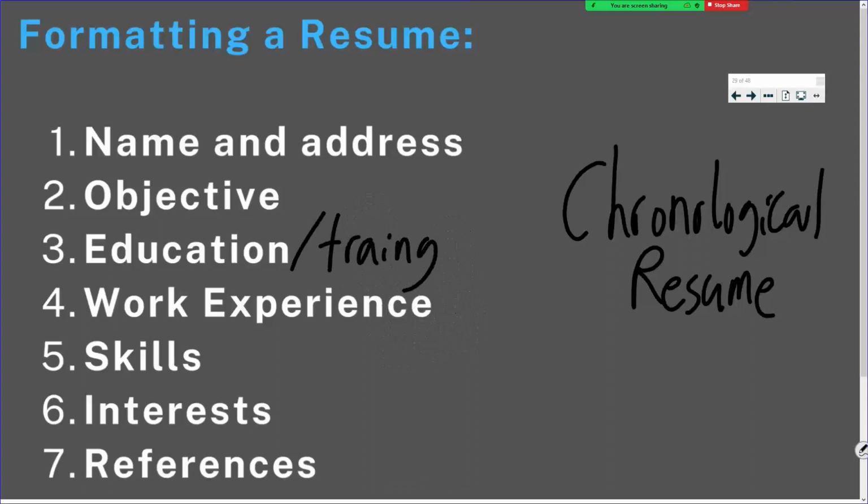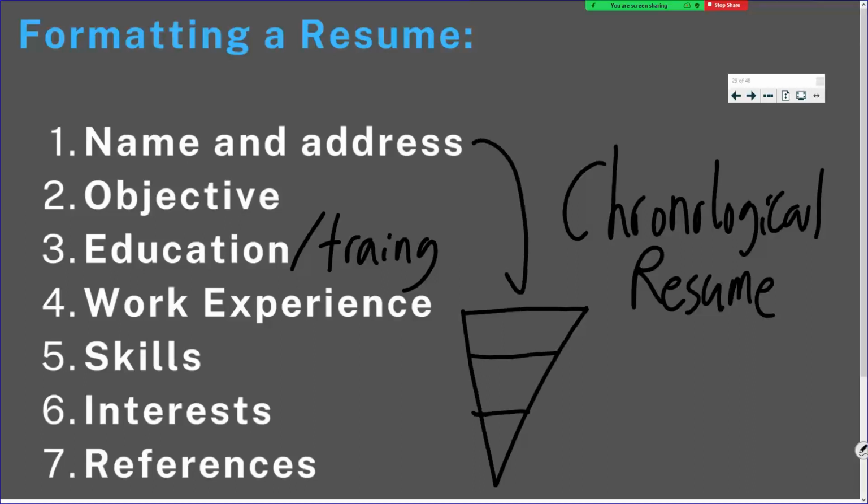But if you feel that your work experience is stronger, then you lead with that. Then your skills, then your interests, then your references. And so think about this. It's the same information pyramid. The most important stuff is coming first, right?